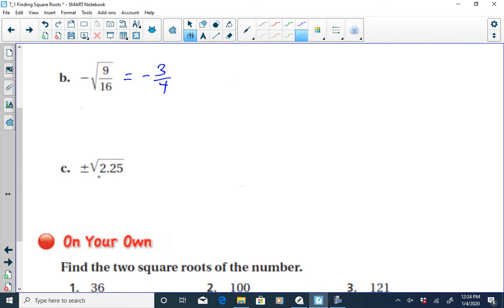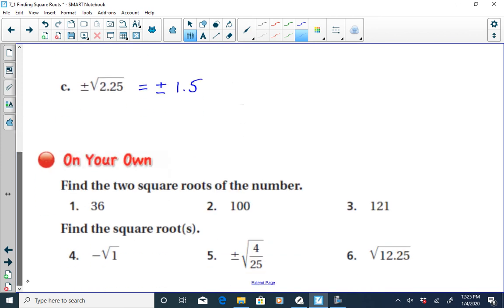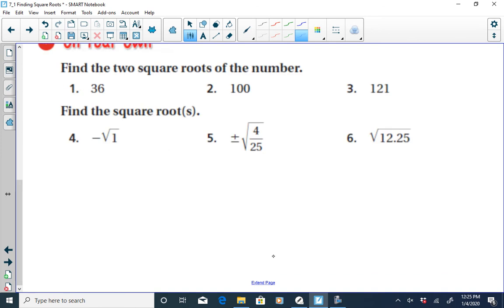Well, we know that 15 times 15 is 225, so the square root of 2.25, right, that's going to be plus or minus 1.5. So positive 1.5 and negative 1.5 are the square roots of 2.25, because 1.5 times 1.5 gives you a product of 2.25, and negative 1.5 times negative 1.5 will also give you a product of 2.25. Right, we'll do some examples down here.